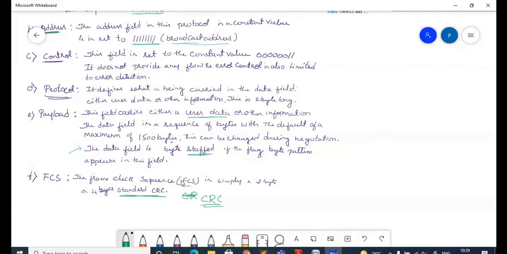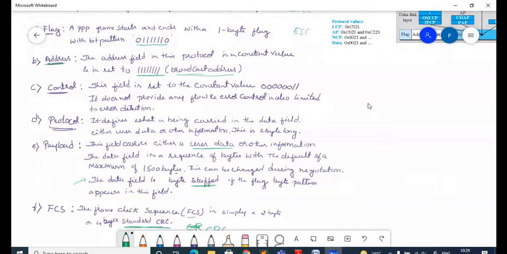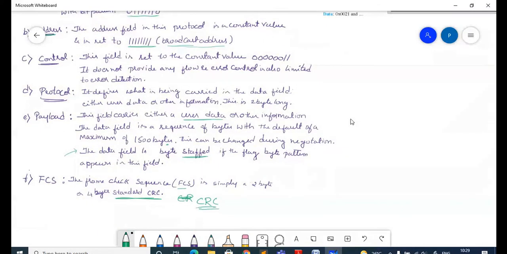Whatever information is present in this field can be extracted at the receiver side to check whether there is an error in the received data, or whether the data is corrupted or not. That procedure I have already explained. You know how CRC works, how the redundant bits can be used for error detection. In case anybody has not understood, go back and check how CRC works. The same procedure is used here.